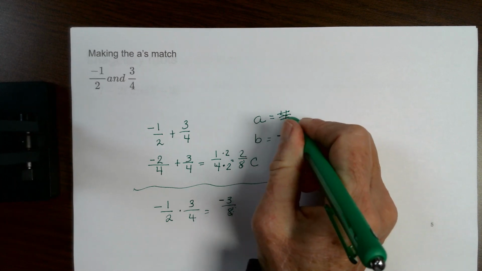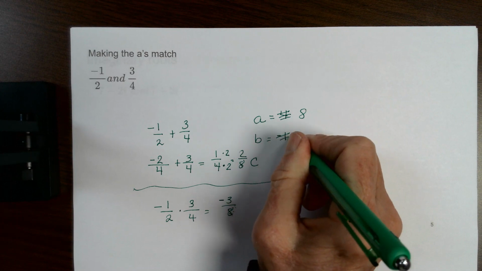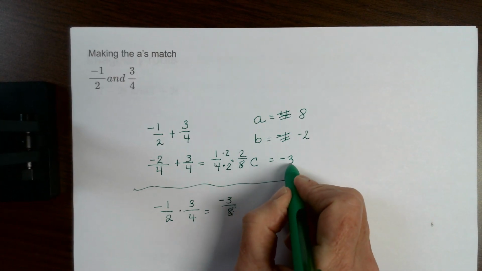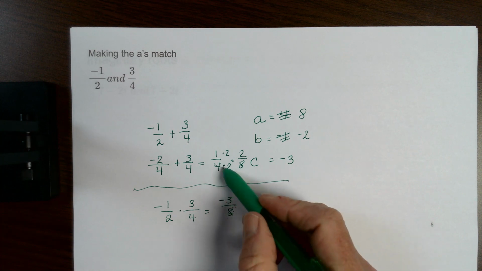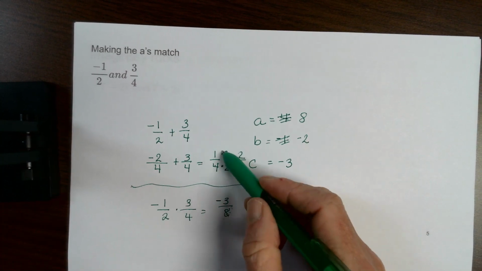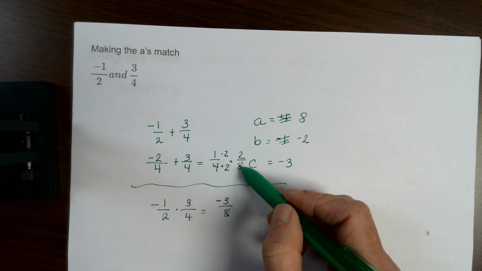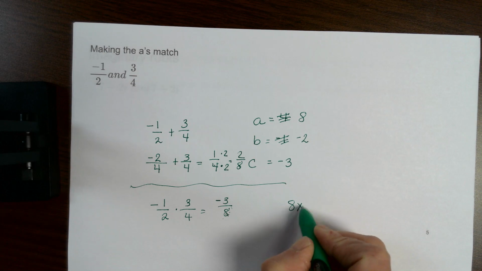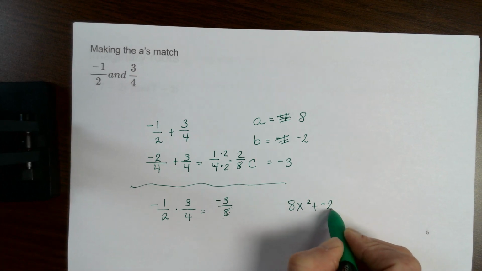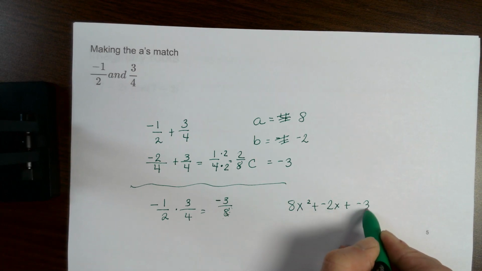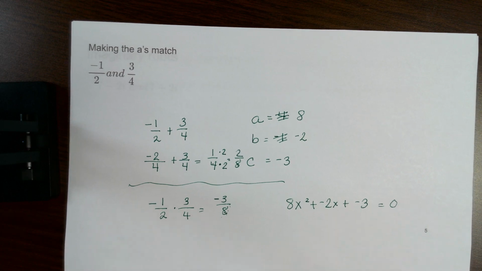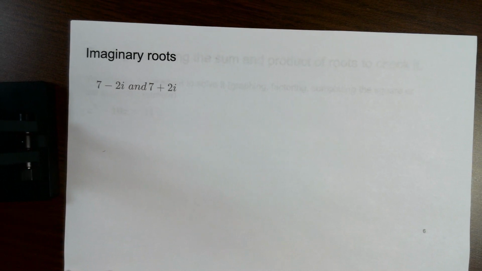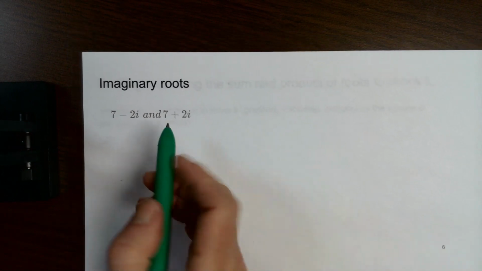So now I know my a is 8, my b is negative 2, and my c is negative 3. So all you did was you matched up the bottoms and changed your fraction up here to make it match the a down here. So now I have an 8x squared plus a negative 2x plus a negative 3 equals 0, or equals y. All right, sometimes your roots are imaginary, but they're done the exact same way.